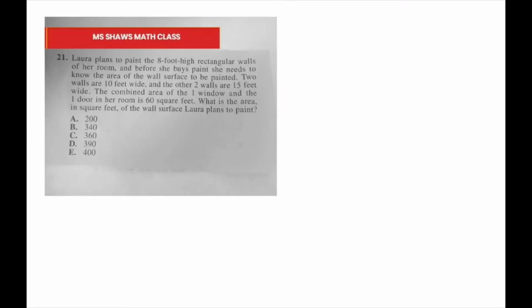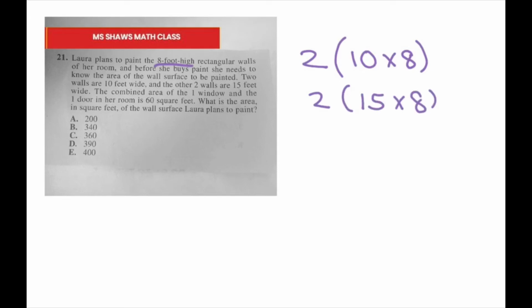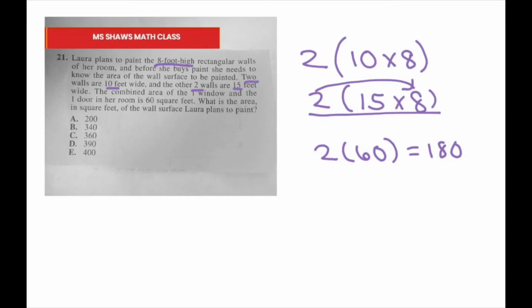Alright, next. This is your surface area type problem. Laura plans to paint 8-foot high rectangular walls, and she needs to know the area of the wall surface to be painted. 2 walls are 10 feet, so that's going to be 10 by 8. The other 2 walls are 15 and then by 8. So I'm just using these numbers here. Okay, so we're going to add these two up. So we have 2 times 80, which is 160. Sorry about that. And this one is 240.